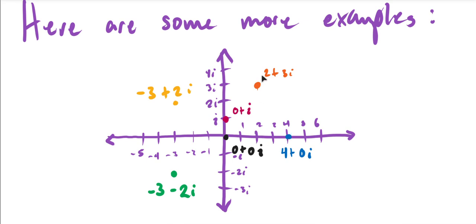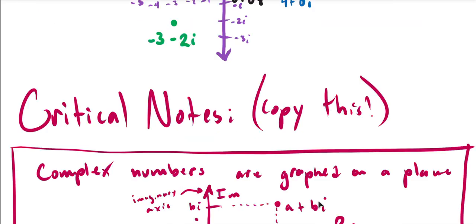And here's some other ones. Here's 2 plus 3i, you go to 2, you go up to 3i, and you put your point there. Here's another one. Here's negative 3 plus 2i. He lives right here. And here's negative 3 minus 2i, down by 2. He lives right here. So here's a number and its conjugate. Okay, that's enough for now.